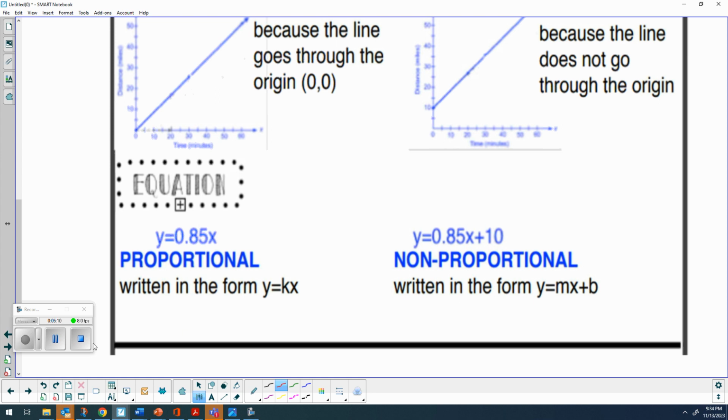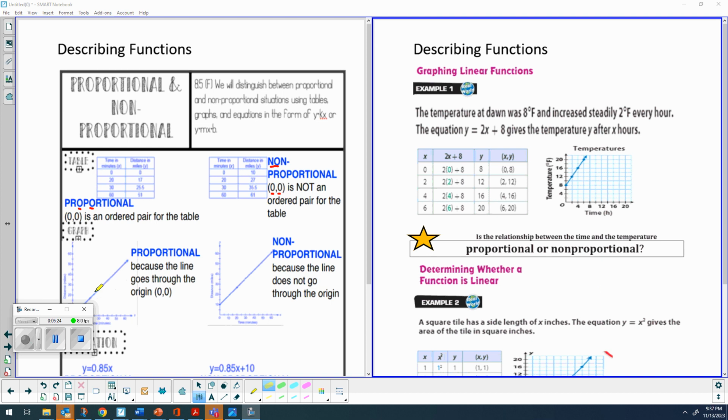So as we work through the describing functions word problems today, please refer to these reference pages. Okay, so go ahead and look at your paper describing functions, and we'll go through some word problems on graphing linear functions. In this word problem, it's talking about the temperature at dawn was 8 degrees Fahrenheit, and it's increasing steadily at 2 degrees Fahrenheit every hour.